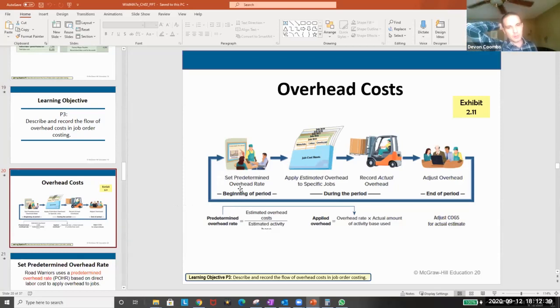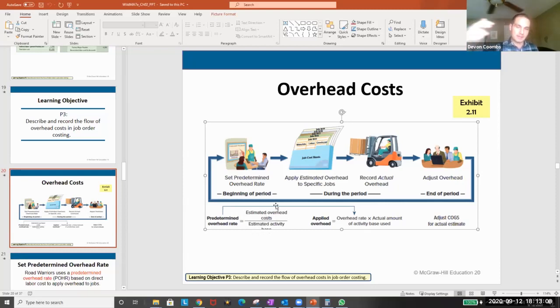That's just an estimate of the amount we should allocate to a specific job. That estimate is arbitrary in this book. In real life, we're going to try to make a reasonable estimate, but in the book, they'll tell you what the estimate is. So we take the estimated overhead costs divided by the estimated activity base. What do they mean by this? Estimated overhead costs, that's how much we expect our overhead to be in the period. And our estimated activity base, that's the amount of hours we expect in the period.